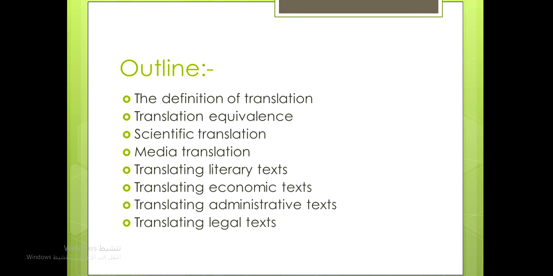Here are the main topics that we are going to discuss. We're going to talk about the definition of translation, translation equivalence, and we're going to have a quick background or a short idea about each type of different texts that we're going to deal with in this course, such as the scientific translation, media translation, literary texts, economy text, administrative text, and legal text.